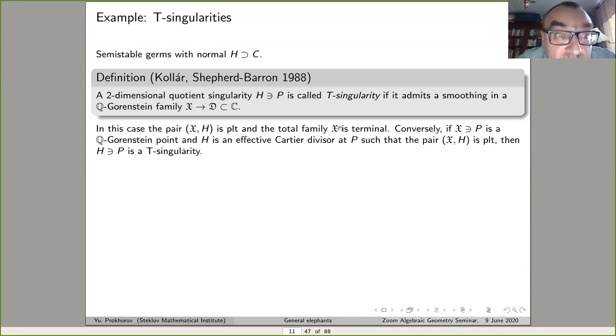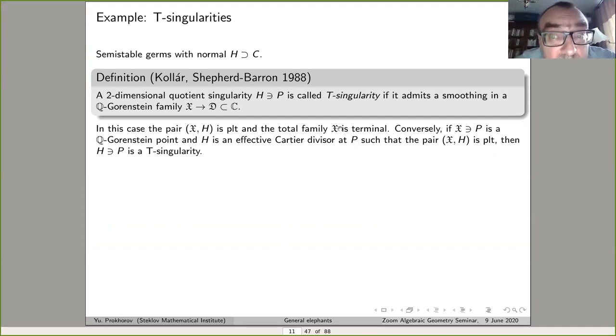By inversion of adjunction, the total space is PLT. I'll consider this just as one-parameter smoothing. So our X is three-dimensional, and the total family is terminal.